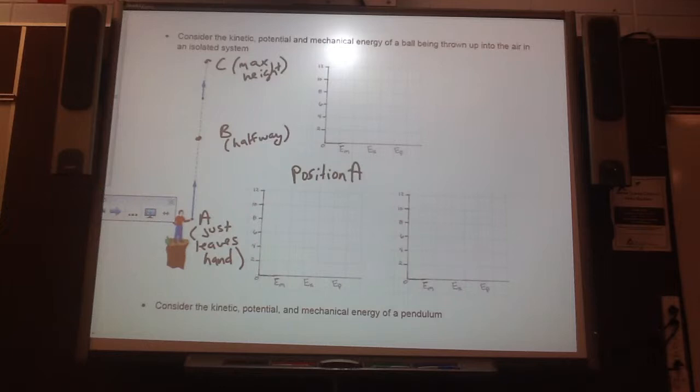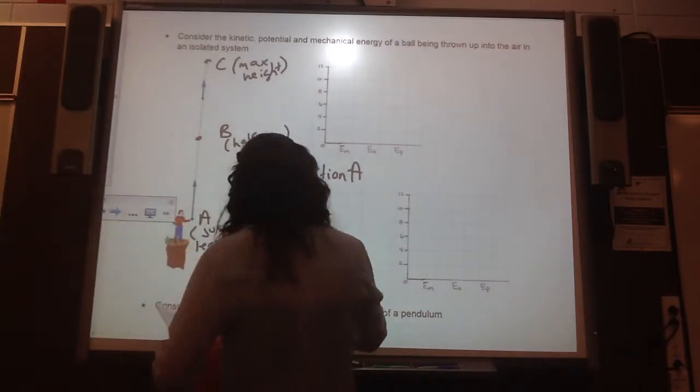Okay, so say I toss the ball up. Let's just think about it going up, not coming down. Where is it moving fastest when I toss it up? Which point do you think it is moving fastest? When it just leaves my hand. Yeah, it's going the fastest when it just leaves my hand.